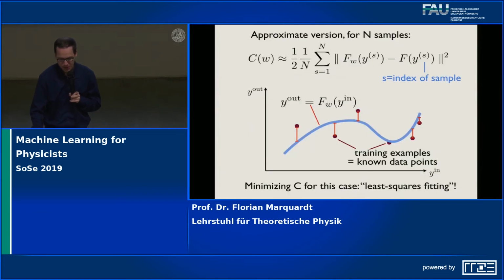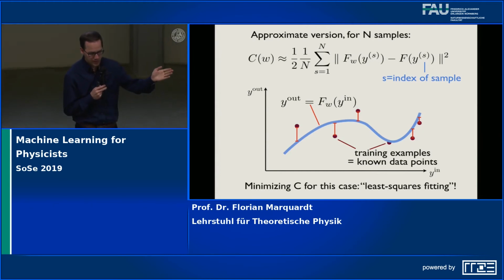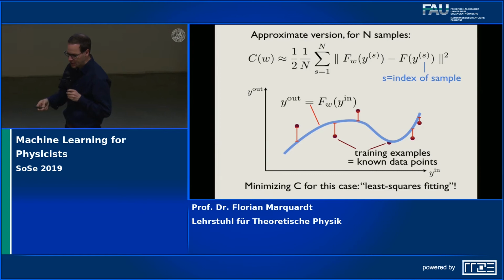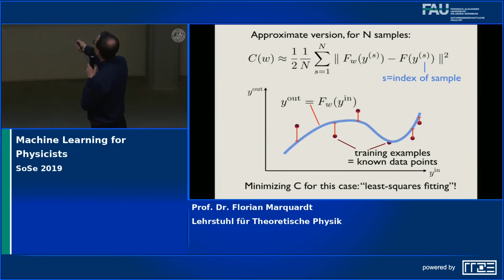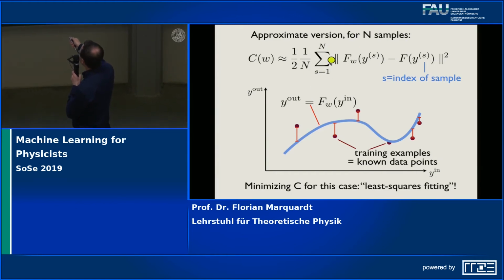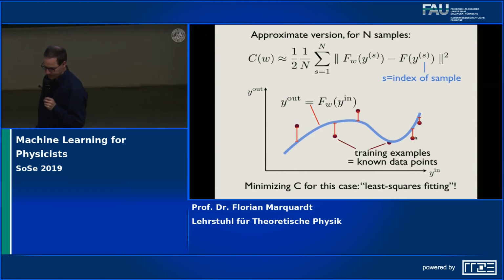So let's go and try to minimize this cost function. Let's first ask, how would this look if I only have a limited small number of samples, because then I can literally understand what's going on. If I only have n samples, then this average over all samples would just be 1 over n times the sum over all these samples. The upper index now represents the sample number. And these could be my data points, the training examples. The deviations would be these red bars, and I just sum over the squares of these bars. Okay. So minimizing the cost function for this case is really just what people would call least squares fitting.